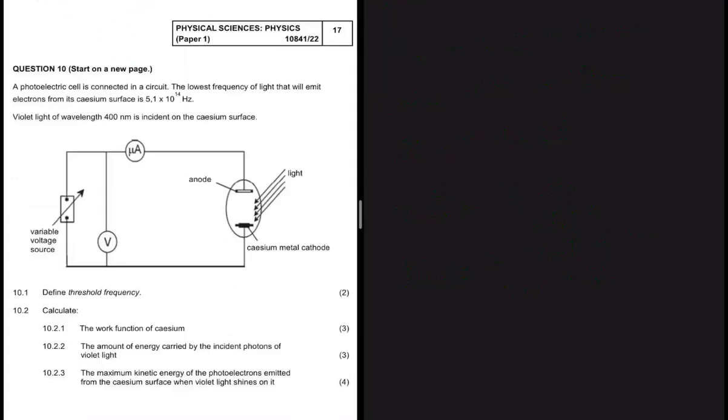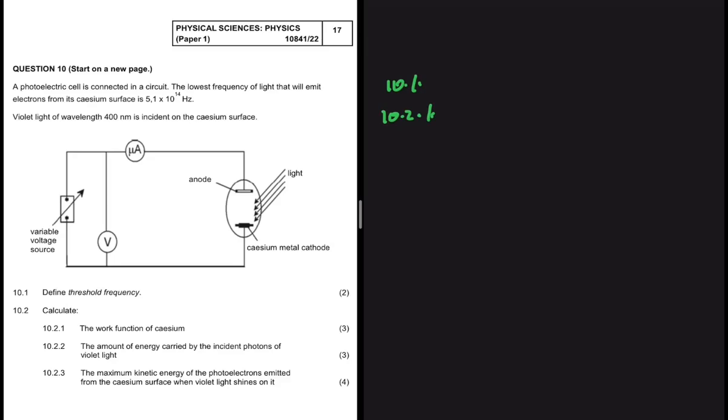The minimum frequency of light needed to emit electrons from a certain metal surface, that's what we call the threshold frequency. That's the answer to 10.1. Let's look at 10.2.1. Let's calculate the work function of cesium.